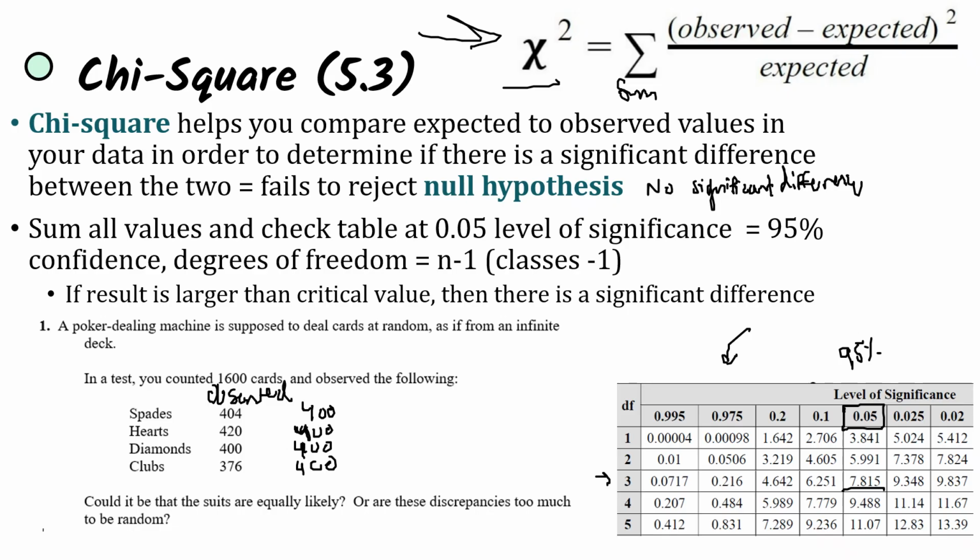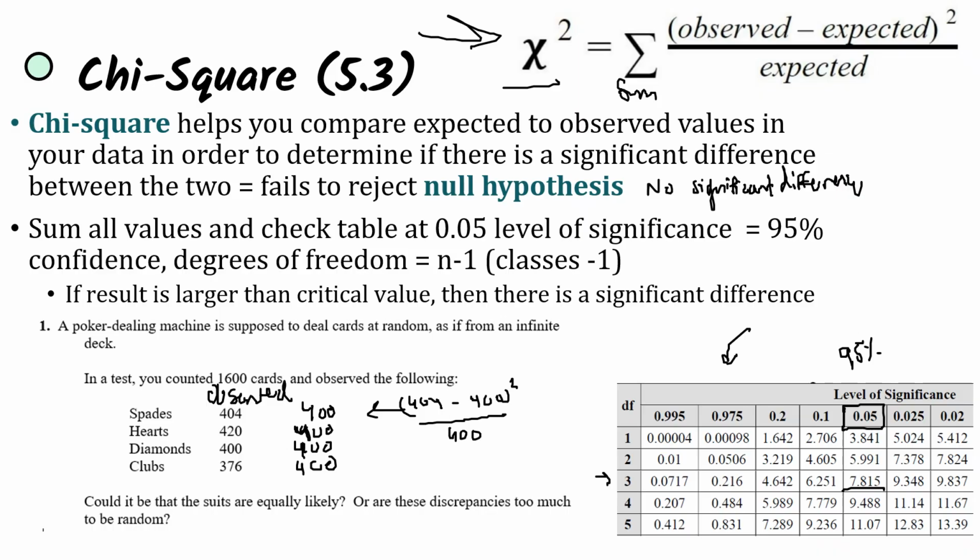So now we can calculate chi-squared to tell if there's a significant statistical difference. For instance, for the first point of data, we have our observed, which is going to be 404. Let me put that down here so there's enough space for future calculations. 404 minus the expected, which is 400, squared over the expected, which is 400.